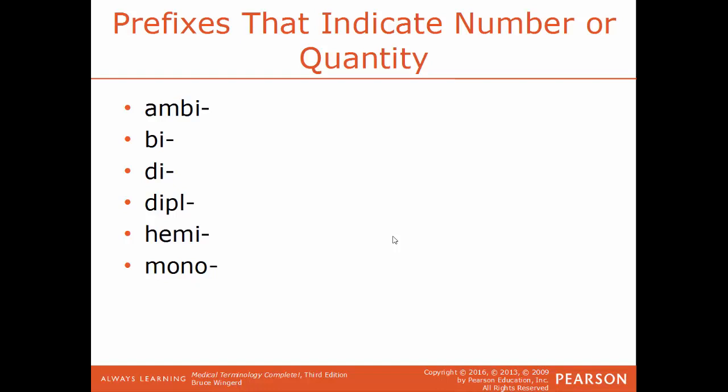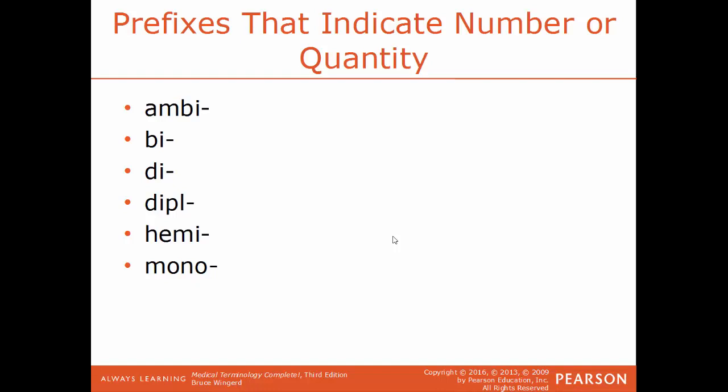The next one, dipl, also means 2. So if you're talking about the number of chromosomes, for example, a diploid cell will have 2 sets of chromosomes. Hemi means half. Think of a hemisphere, say on a globe, for example. Northern hemisphere, southern hemisphere, or a hemisphere of the brain. You have left brain and right brain.